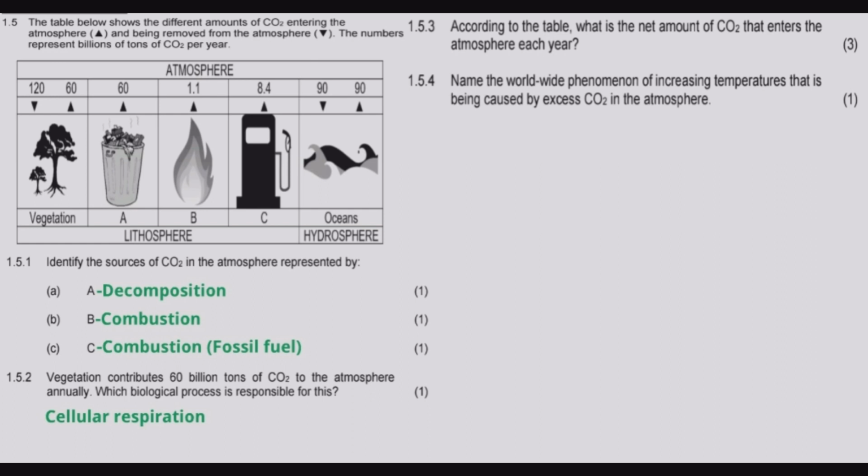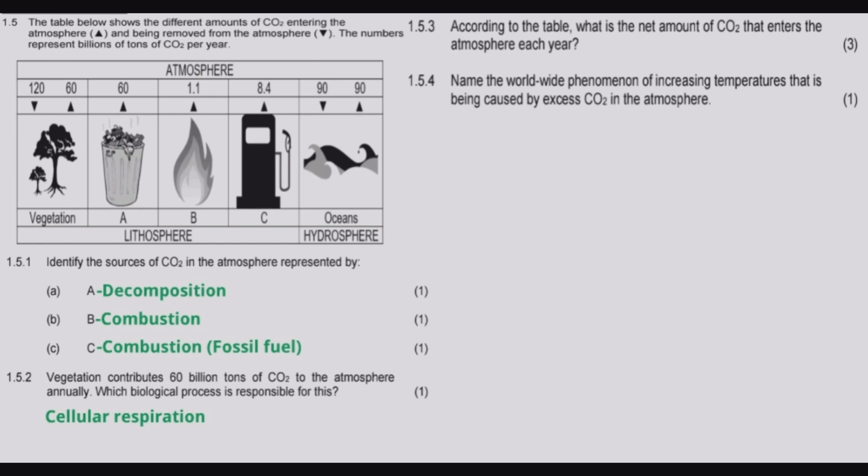We come to 1.5.3. According to the table, what is the net amount of carbon dioxide that enters the atmosphere each year? When you talk about the net, it is the difference between the negative and the positive. It is like when you put all the incomes and then you remove the deductions, what is going out, and what you remain with is the net.